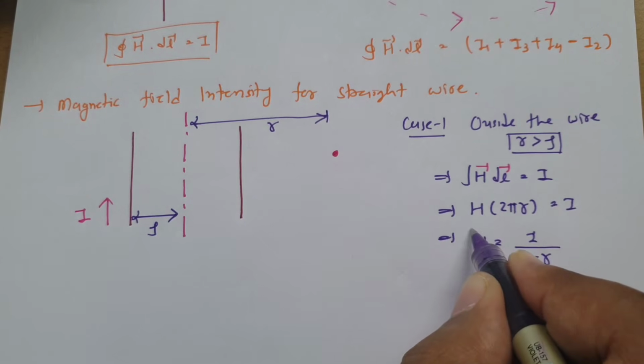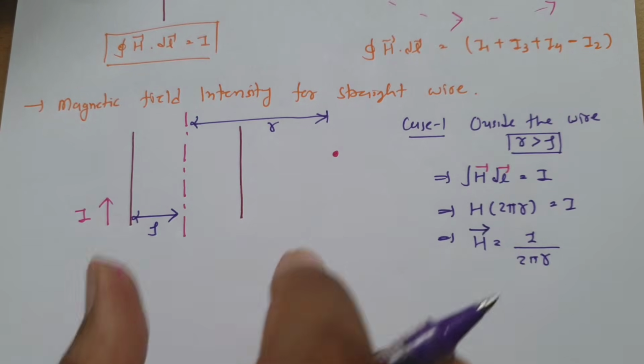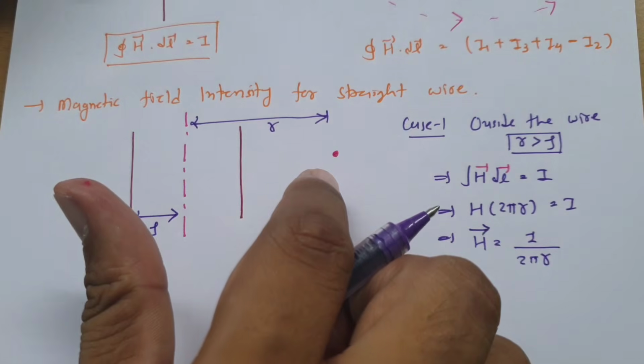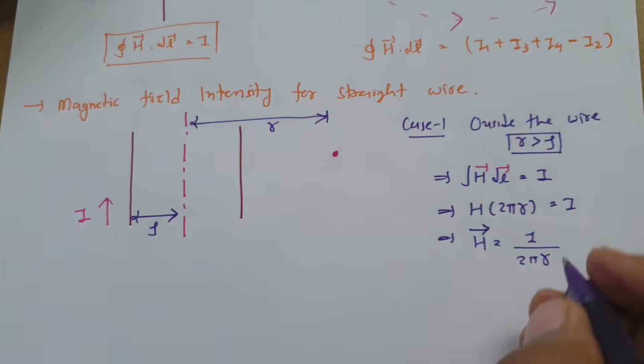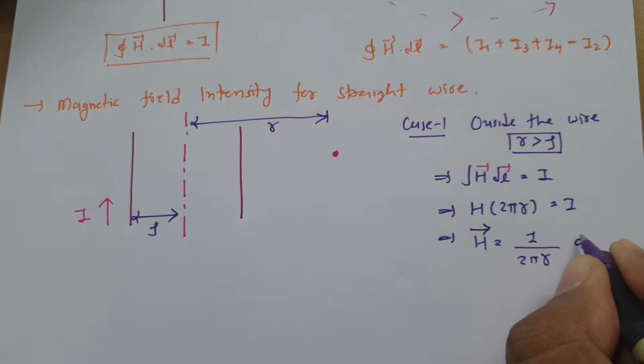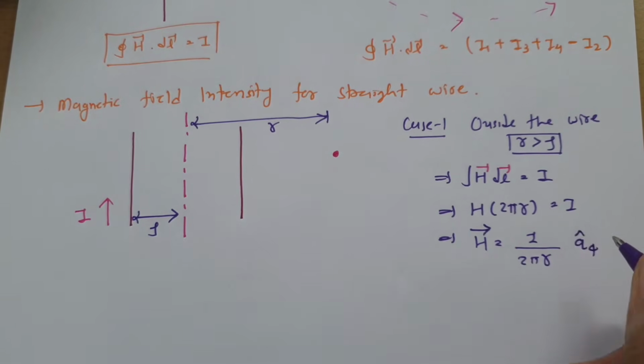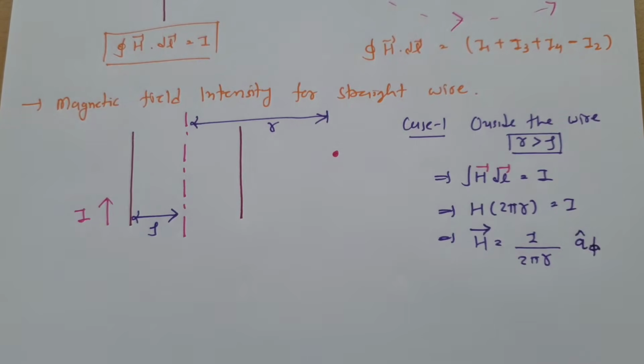And if you observe the direction, it will be in the phi direction, right? So as per cylindrical coordinates, we can say the direction is in the phi direction. So I am writing the unit vector phi. In examples, I will show you how to calculate this phi direction. Now let us have the second case.